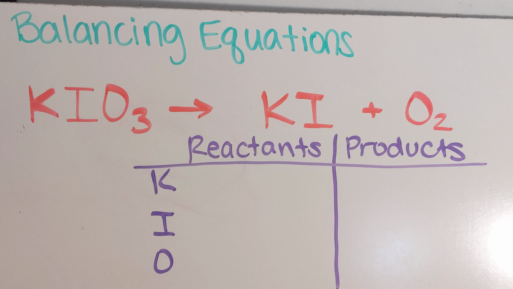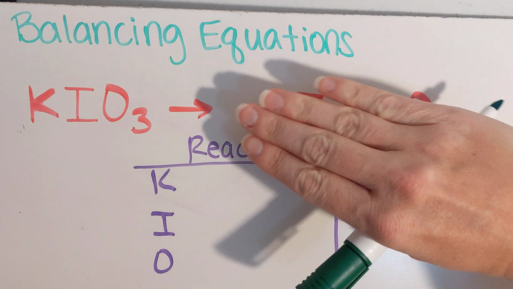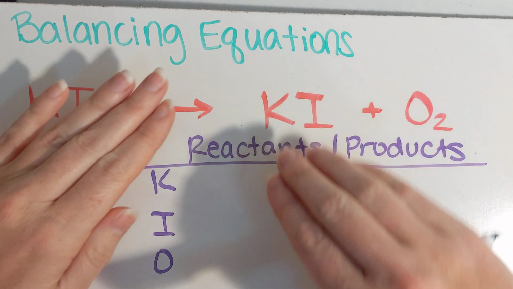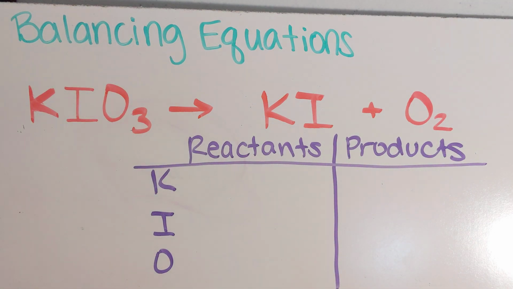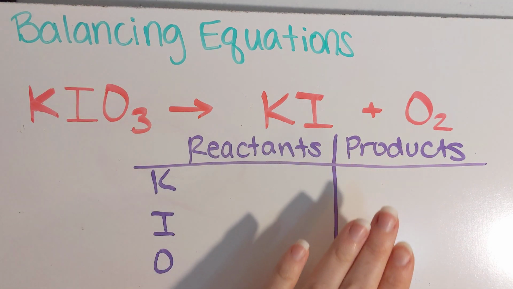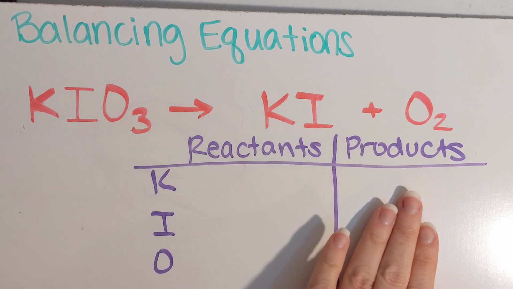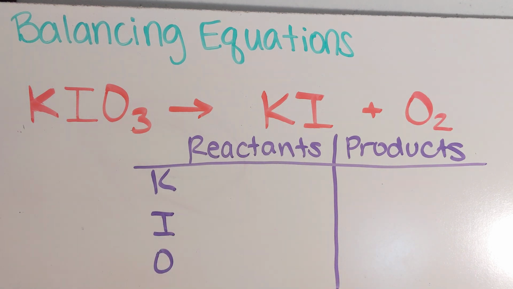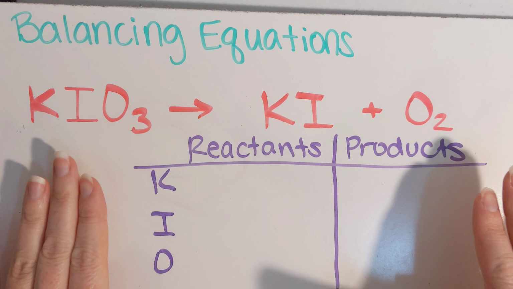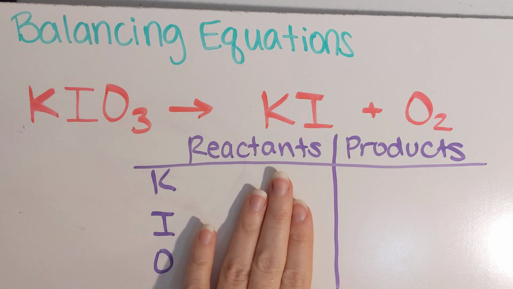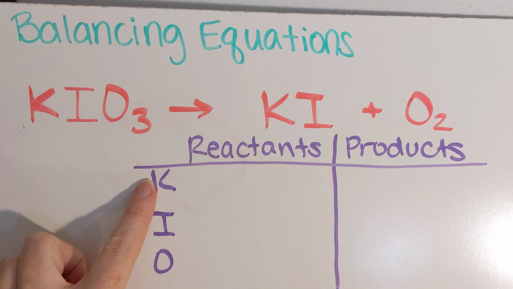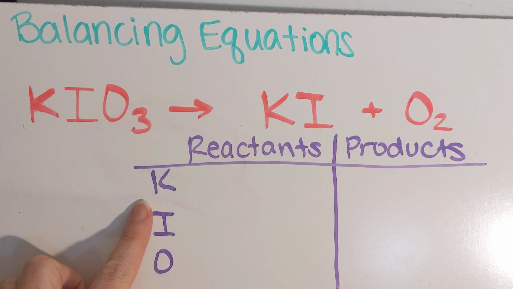All right, so here's my issue. Whatever I start with, I have to end with the same number. The easiest way to start is to make this reactants-products chart. You'll get to a point where you don't need it, but it's a good place to start while we're just beginning. Okay, so let's keep track. How many K's did I start with? How many I's did I start with? How many O's did I start with?